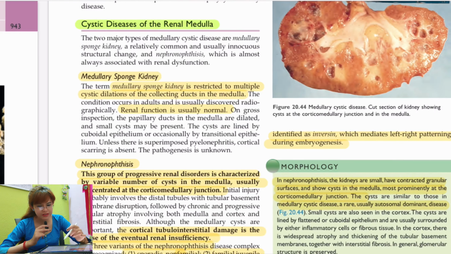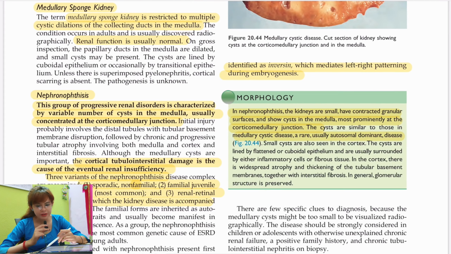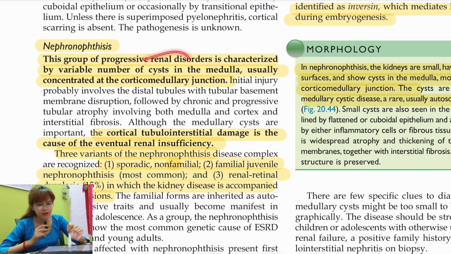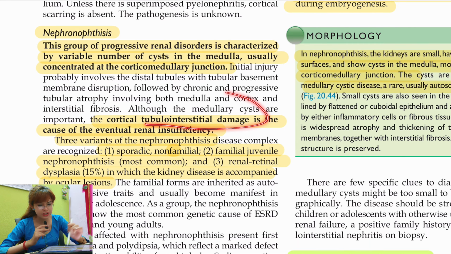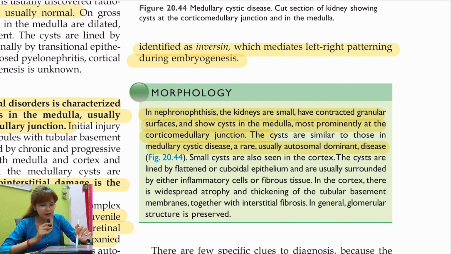Apart from that, you also have the cystic diseases of the renal medulla, in which you have medullary sponge kidney, and nephronophthisis, which I have told you about. This renal disease is characterized by a variable number of cysts in the medulla, usually concentrating at the corticomedullary junction, and the cortical interstitial damage is the cause of the eventual renal insufficiency. In this case, the kidneys are small. They have contracted granular surfaces. So the kidneys are not enlarged here. Rather, they are contracted and they show cysts mainly in the corticomedullary region.